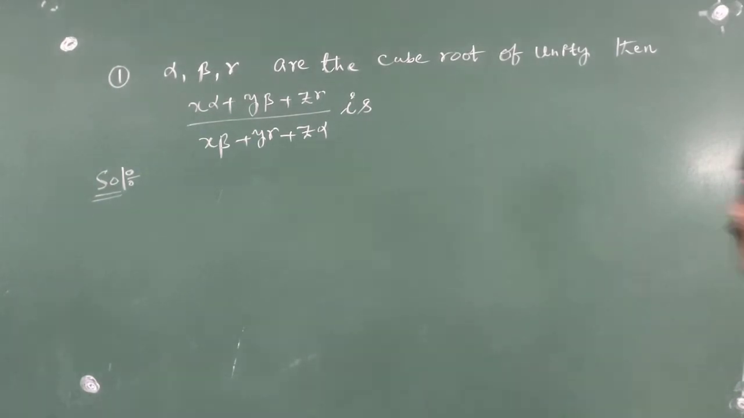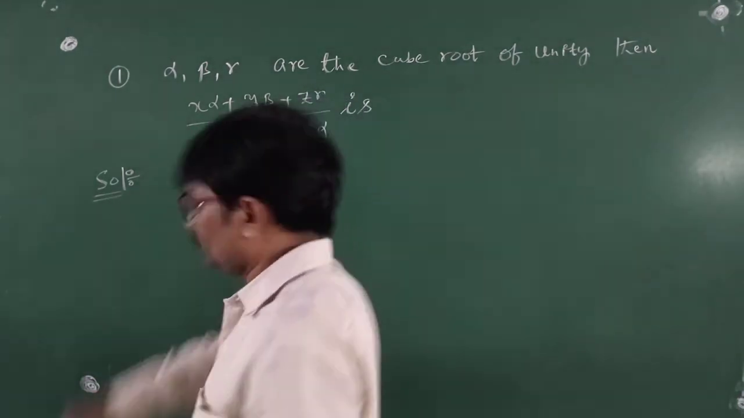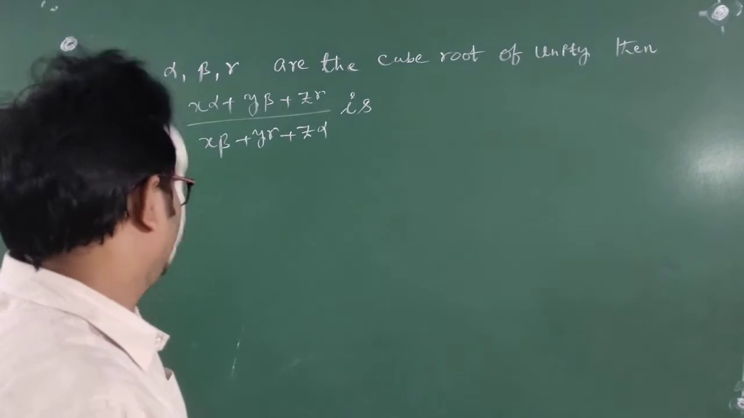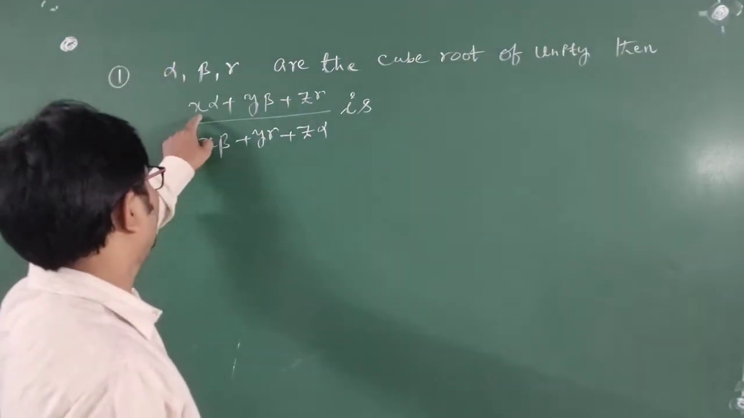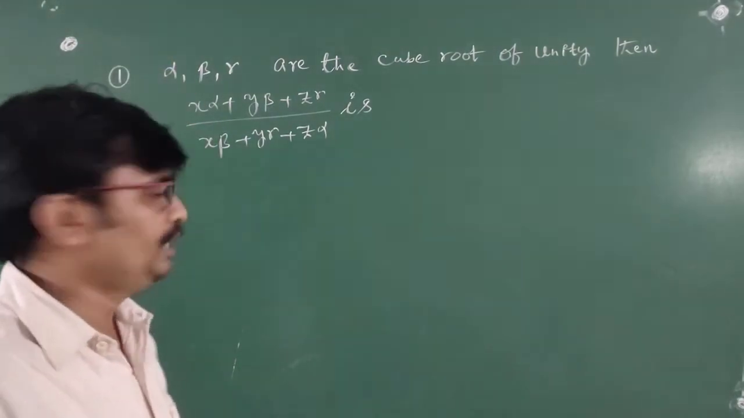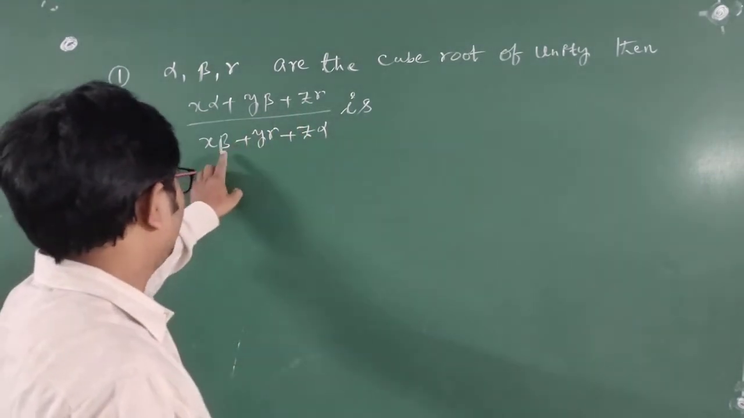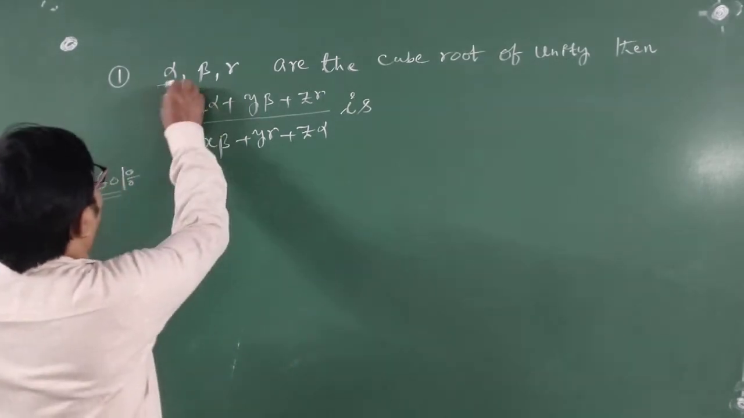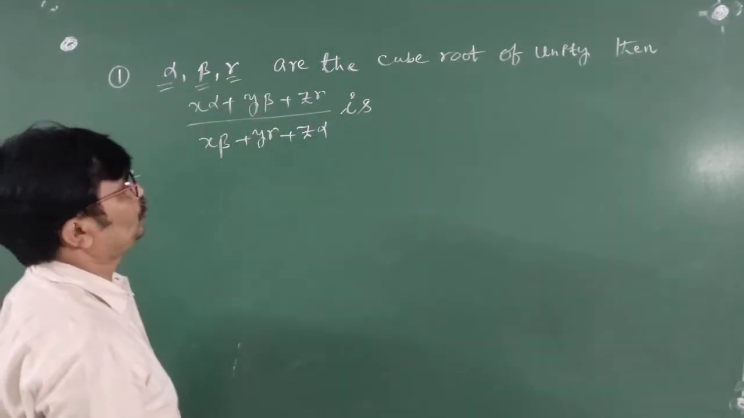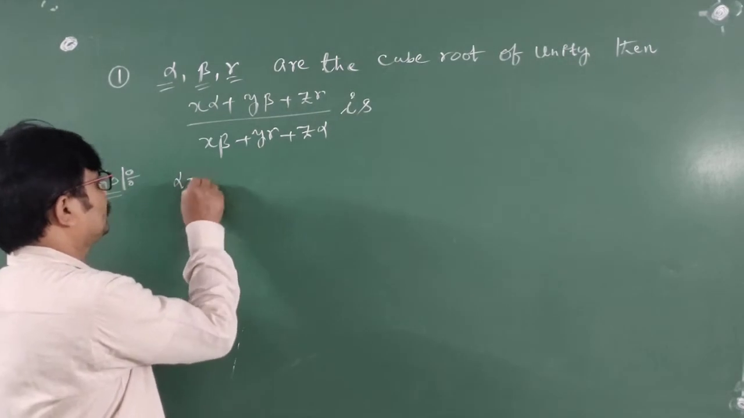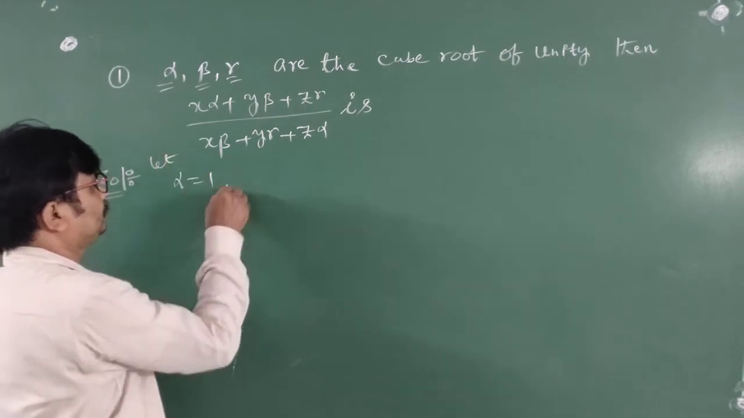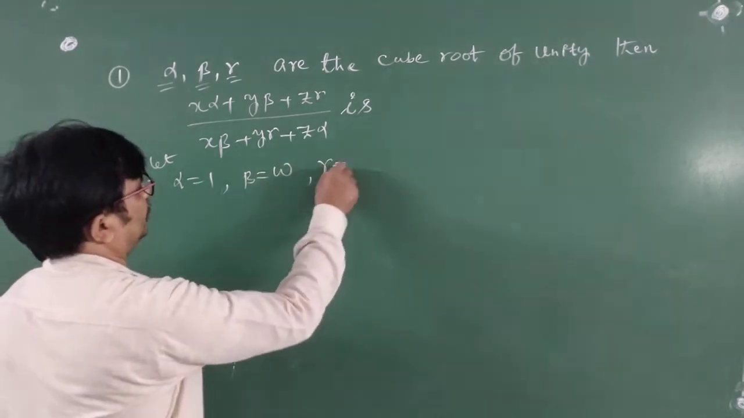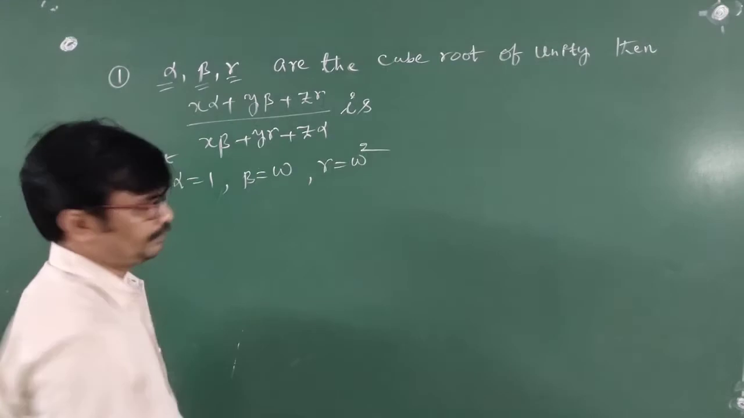So students, alpha, beta, gamma are the cube roots of unity. Then find the value of (x alpha plus y beta plus z gamma) by (x beta plus y gamma plus z alpha). Since alpha, beta, gamma are the cube roots of unity, let alpha equal to 1, beta equal to omega and gamma equal to omega square.